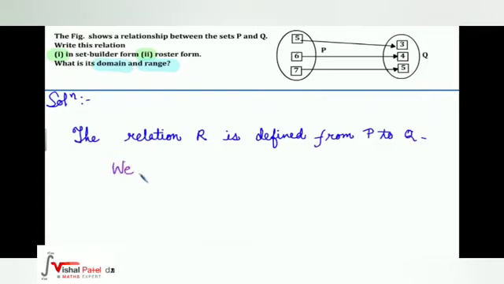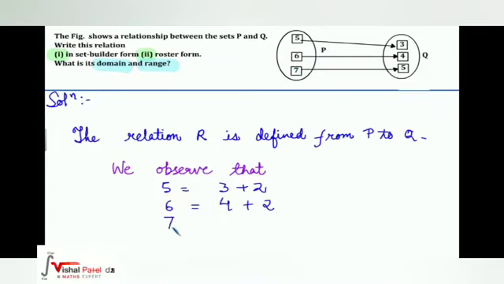So first of all, we observe the relations: 5 is equal to 3 plus 2, 6 is equal to 4 plus 2, and 7 is equal to 5 plus 2.